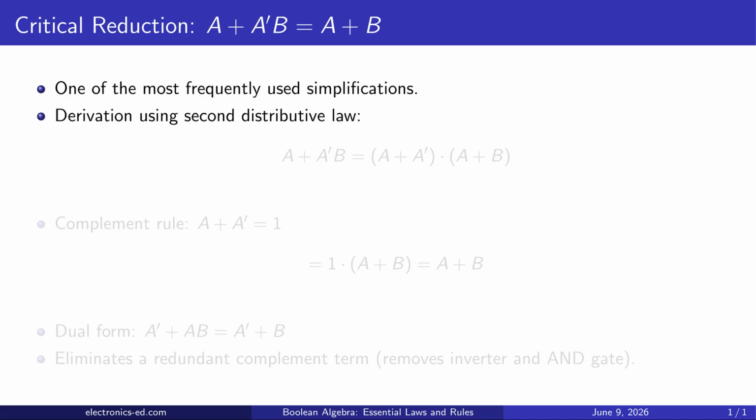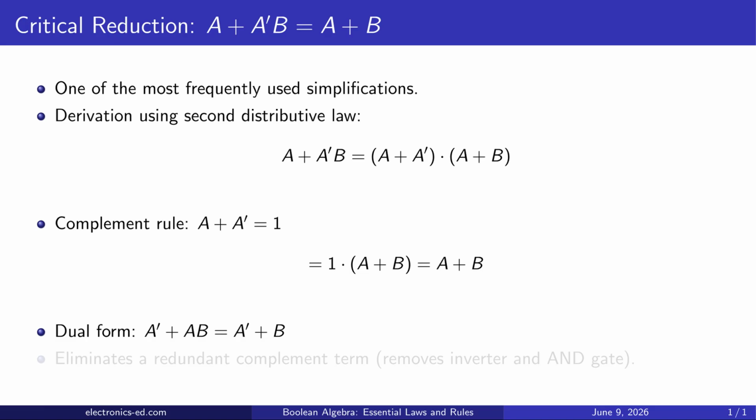Let's derive it using the second distributive law. We start with A plus A complement B, and rewrite it as the product (A plus A complement) and (A plus B). By the complement rule, A plus A complement equals 1. Then 1 and (A plus B) simplifies to just A plus B. The dual form is A complement plus AB equals A complement plus B. This identity eliminates a redundant complement term, removing an inverter and an AND gate.